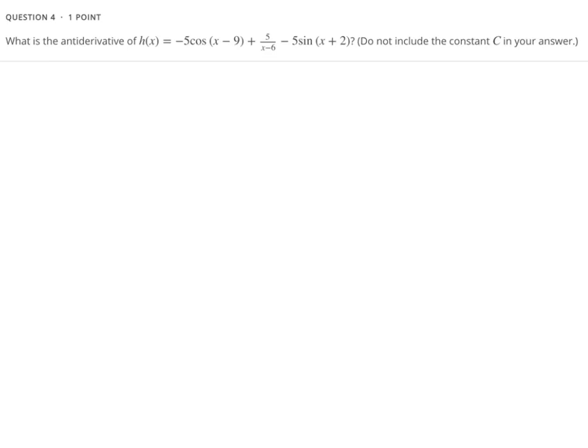It's got a cosine function, a sine function, and a reciprocal function. So the reciprocal function, it's 5 times the reciprocal of x minus 6. So that's going to use the antiderivative formula that we just derived in the question before the previous question. So we're going to use that formula again here. But we're also going to use antiderivative formulas for sine and cosine. Let me remind you of what those are.